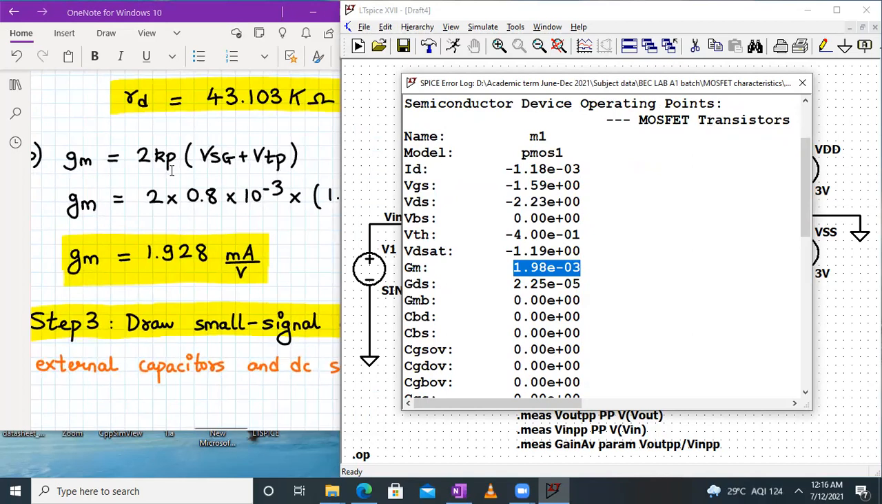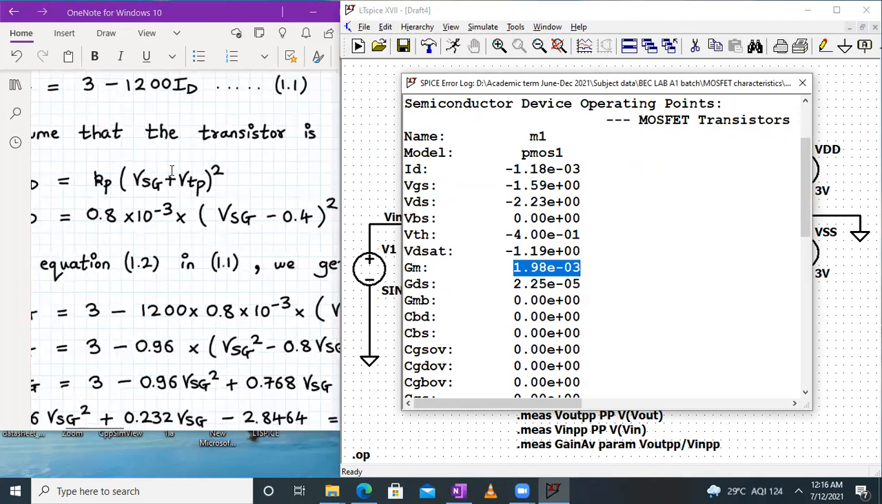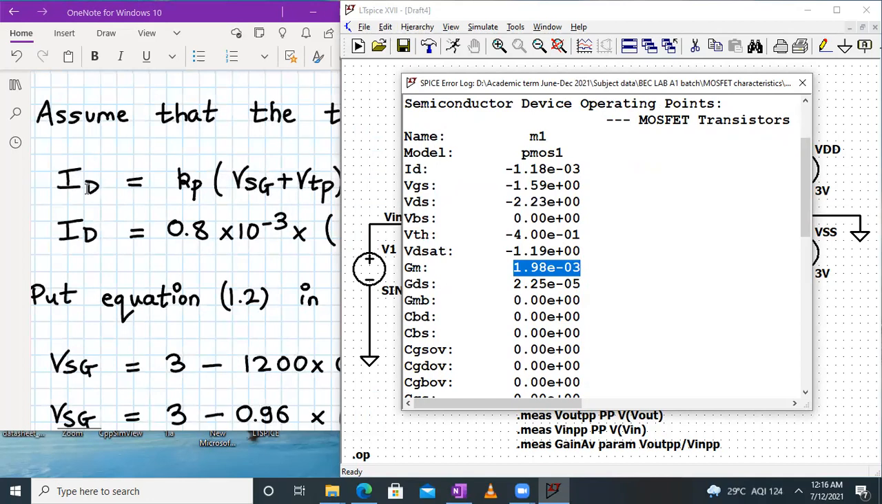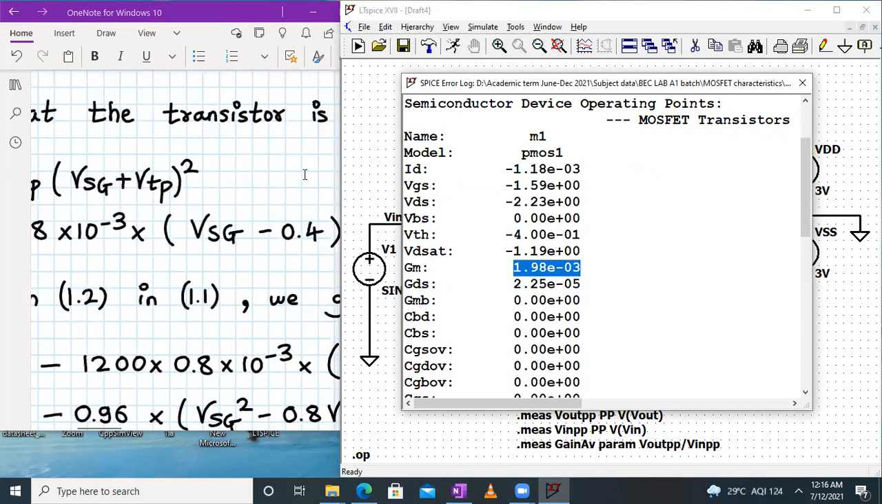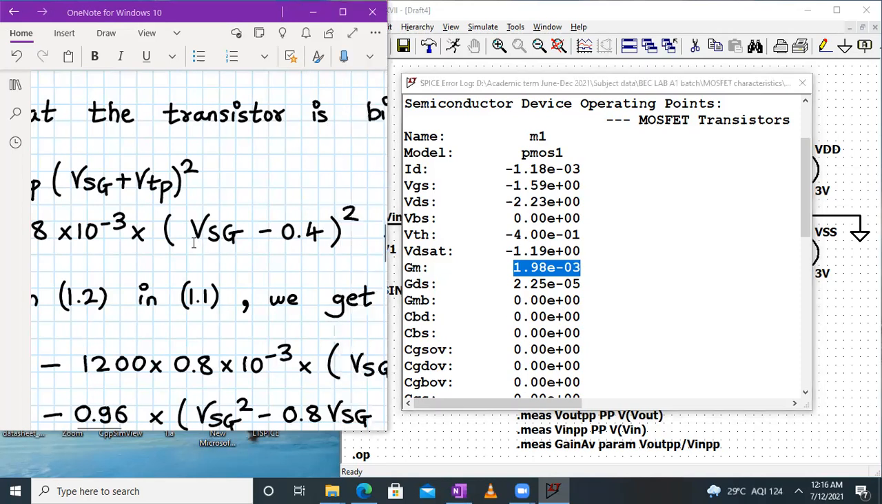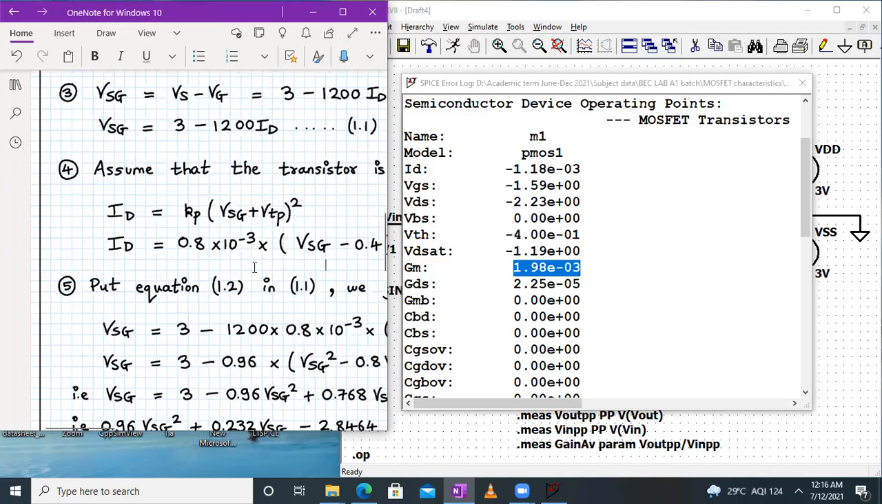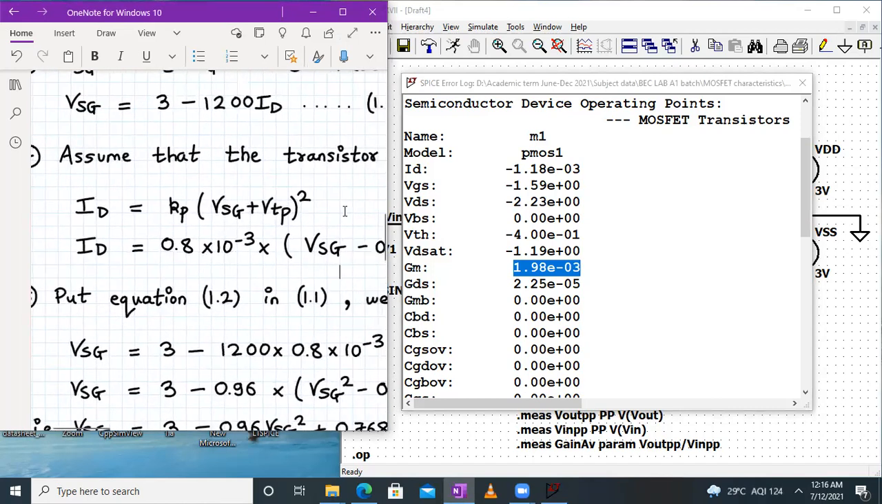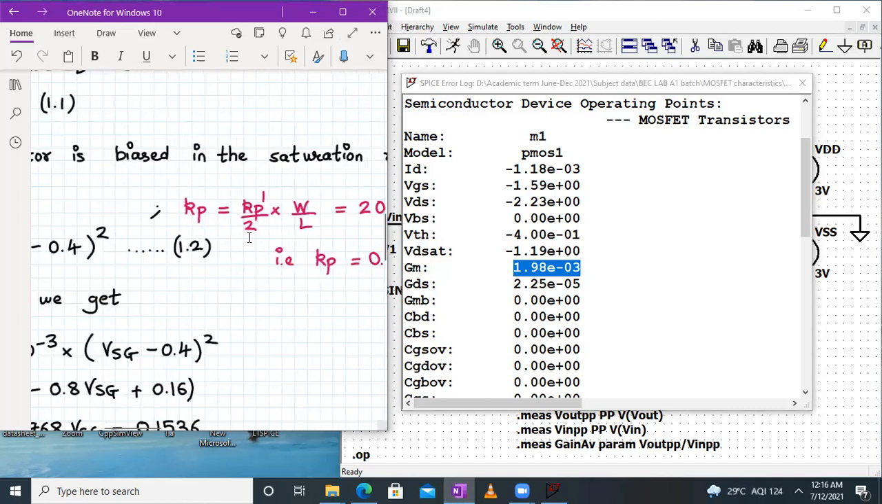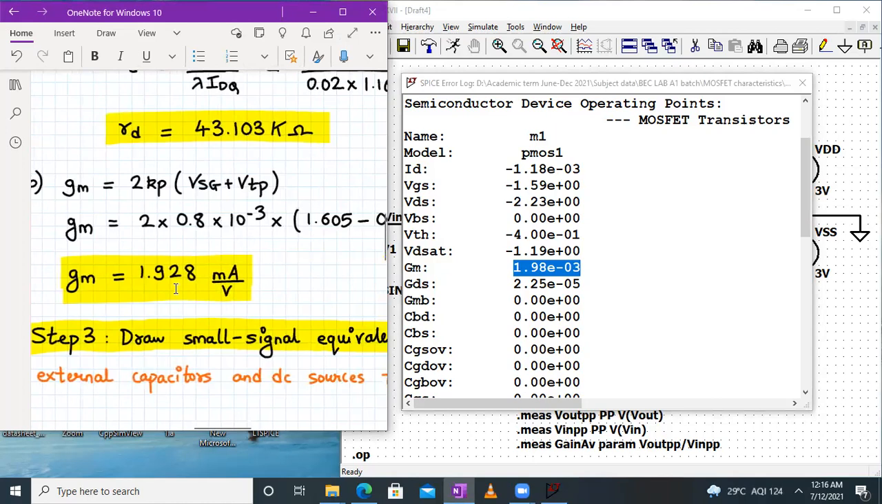The reason for the deviation is that in the ID formula, there should be one more term, 1 plus lambda into VDS. If you substitute that, then the results will be quite accurate. For this semester 4 analysis, that is not considered in the formula, so it's kind of an approximation. Hence we are getting this small deviation in all the values after the second digit.